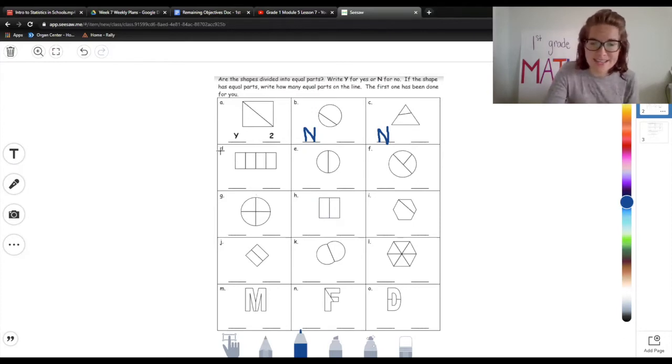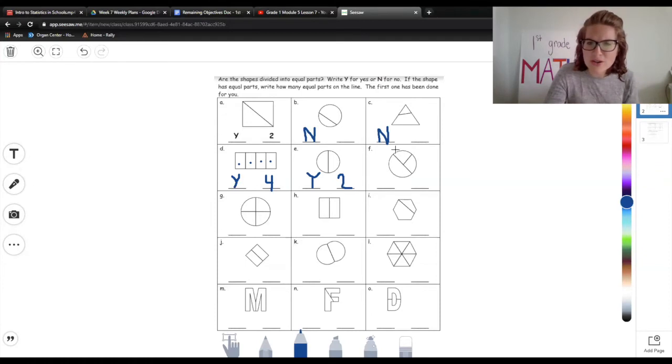Okay, letter D. I see a rectangle. Yes, I see equal parts there. Now, because we said yes, we need to count how many equal parts there are. 1, 2, 3, 4. 4 equal parts. Okay, what about this one? Yes, how many equal parts do you see? 2. You guys are doing a great job.